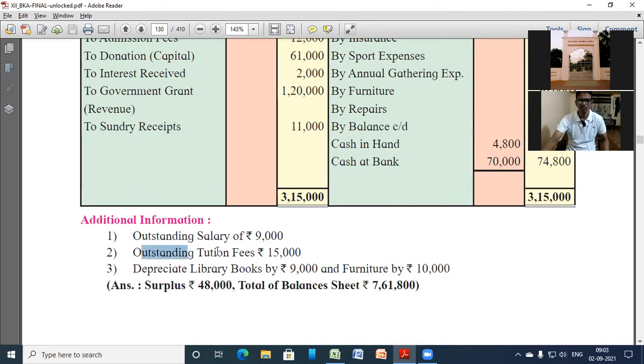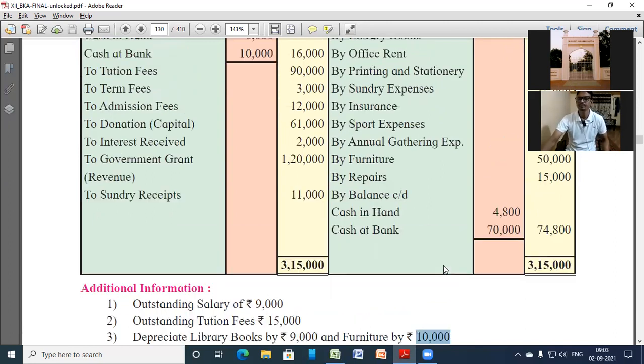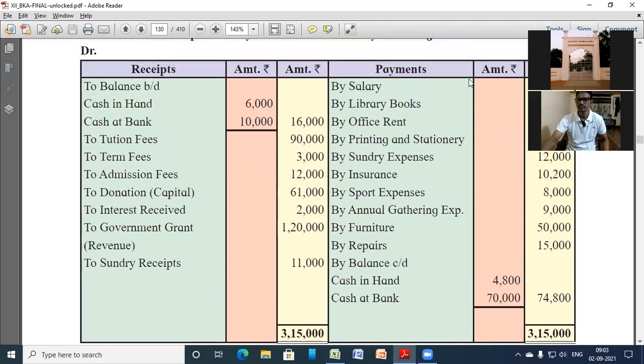Second, outstanding tuition fees. Again, tuition fees is an income, so it will be recorded, added in tuition fees, and we have to show it as income on the balance sheet asset side. And third adjustment, depreciate library books 9,000 and furniture rupees 10,000. The amount of depreciation is calculated and the figures are given to us, 9,000 and 10,000. So let us start solving it.